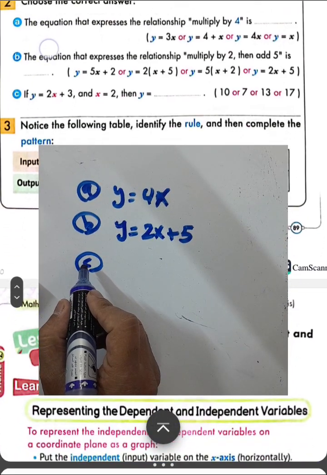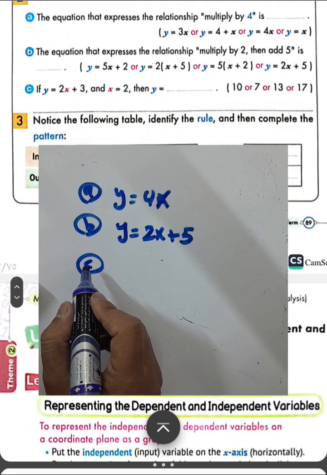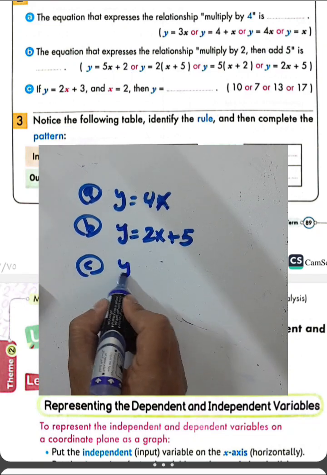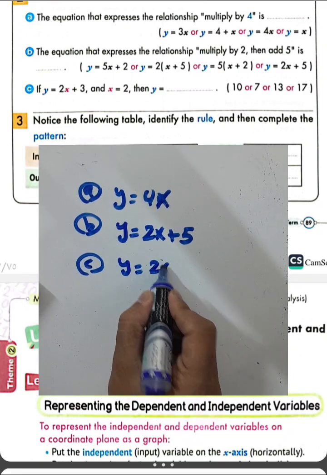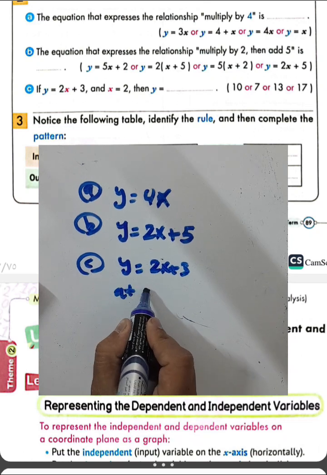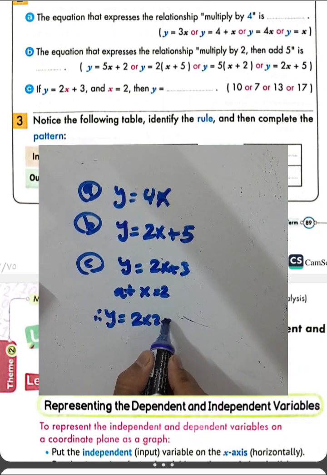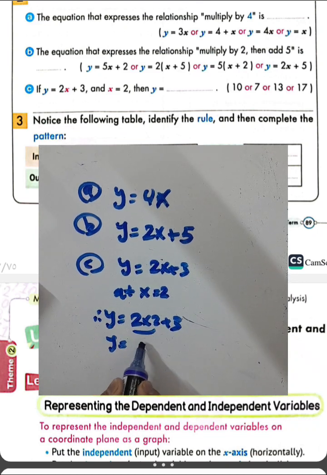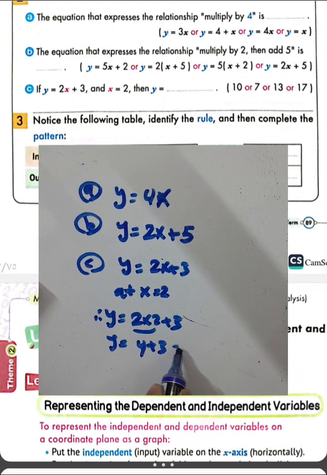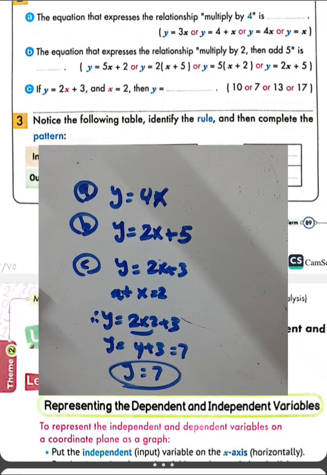Letter C. If y equals 2x plus 3 and x equals 2, then y equals 2 times 2 plus 3. 2 times 2 is 4, 4 plus 3 is 7. Then y will be equal to 7. The result will be 7 for letter C.